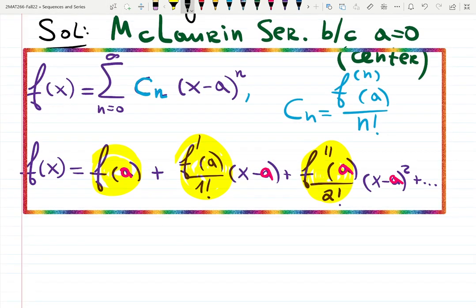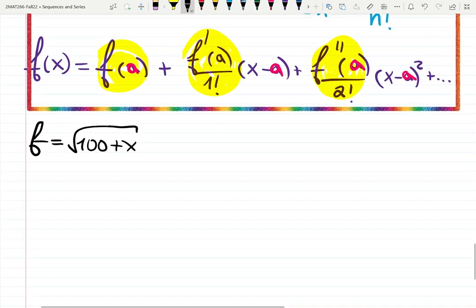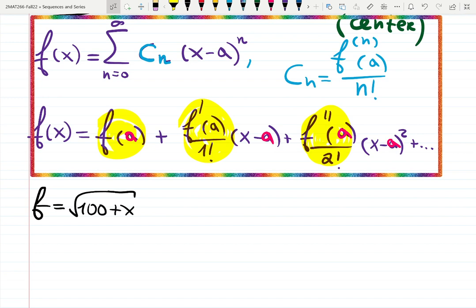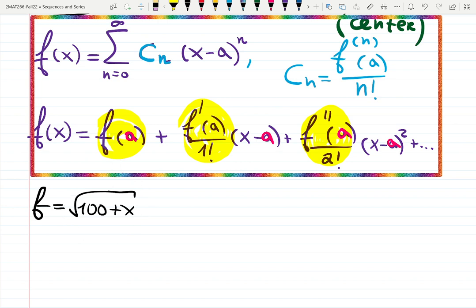So let's do it. So I wrote it down, right, for our new example. f of x, f is a square root of 100 plus x. I just need now to find all these coefficients. It's a bit tedious work, so let's do it together so you wake up. My way is to write down the formula, but you don't have to. If you can put it right away into here, sure, just do that.